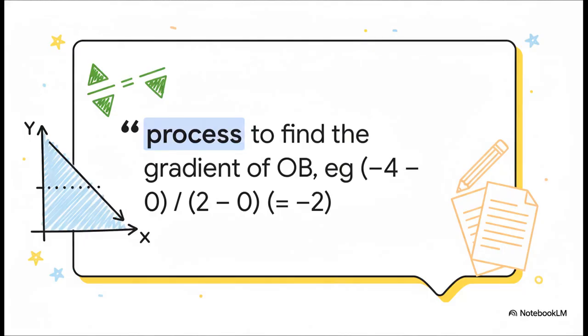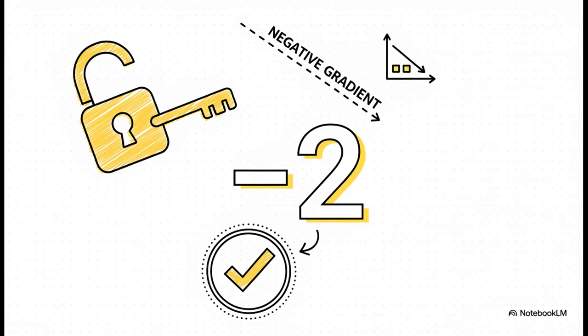Now, what's so important about this slide is the wording. The mark scheme literally gives us the exact calculation it's looking for, the change in y over the change in x. You absolutely have to show this calculation on your paper. And boom, there's the result of that little process. The gradient is -2. This number is the first key we've unlocked. You're going to want to hold on to it because we need it for the very next step. With that calculation shown, we've officially got our first mark in the bag.